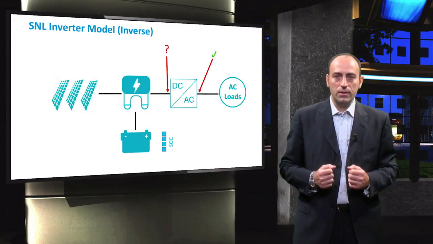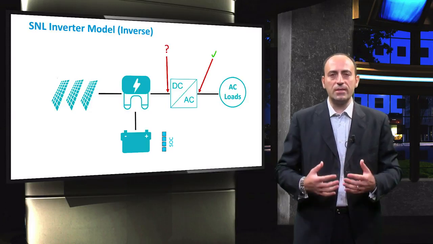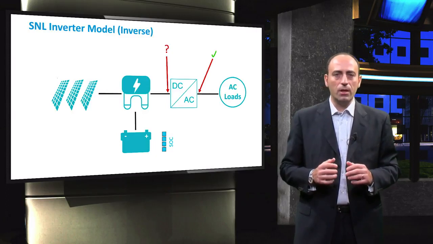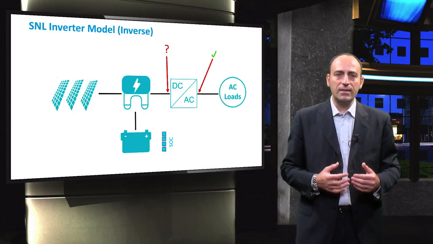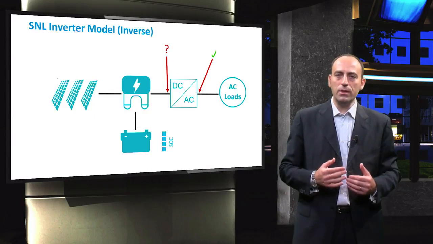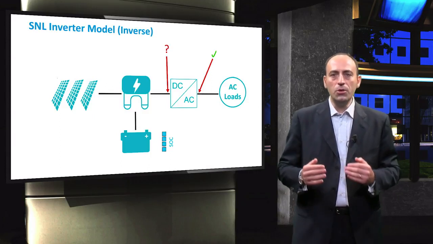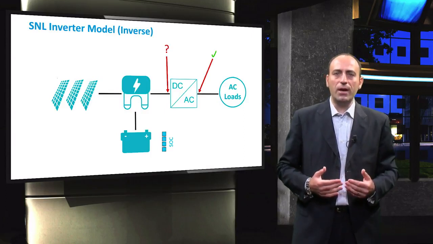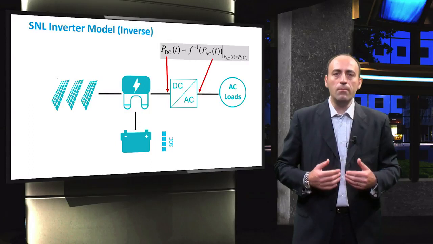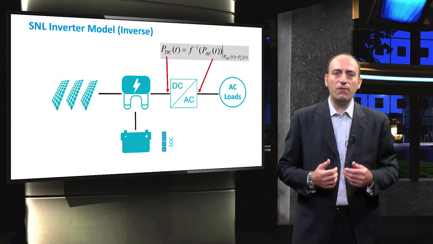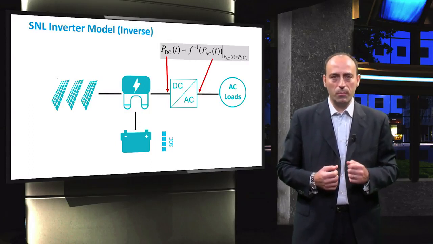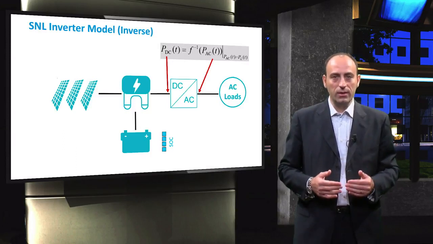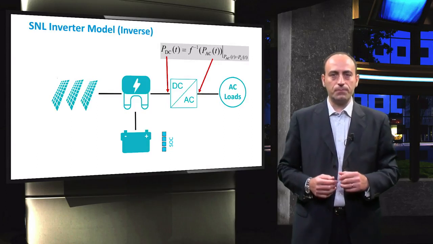For the standalone system design, we are going to use the same SNL model on the selected inverter, but with a slight modification. Here, we are going to apply the SNL model to calculate the unknown DC input power of the inverter from the known AC output power of the inverter. This is achieved by inverting the SNL model and modeling the DC input power as a function of the inverter's AC output power. In this way, the power delivered to the inverter is calculated and subsequently its efficiency.